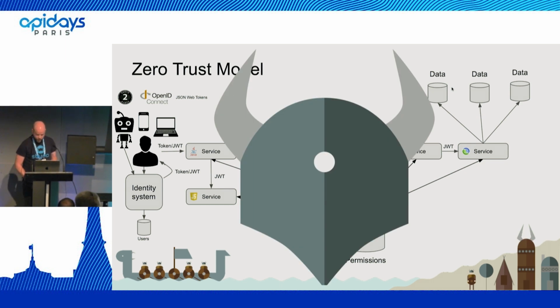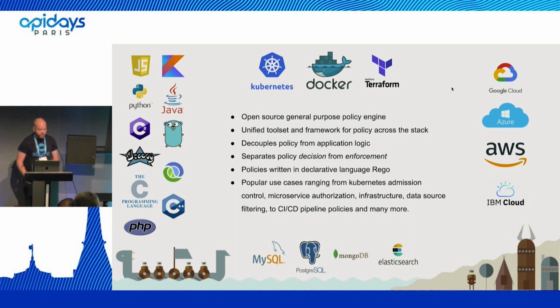So enter Open Policy Agent. OPA is an open source general purpose policy engine. It offers a unified toolset and a framework to work with policy across the stack. When we talk about policy, policy is basically the same thing as a real world policy. It's a set of rules, or a way to define rules across our systems.